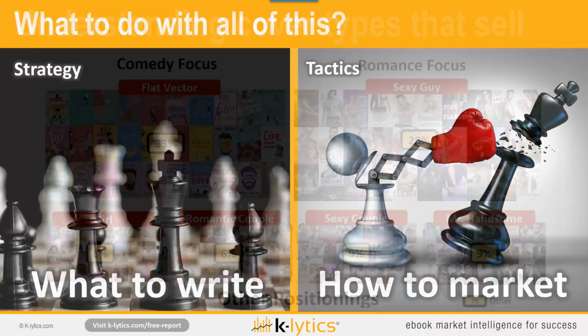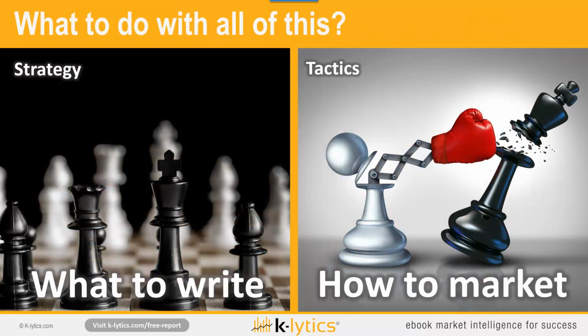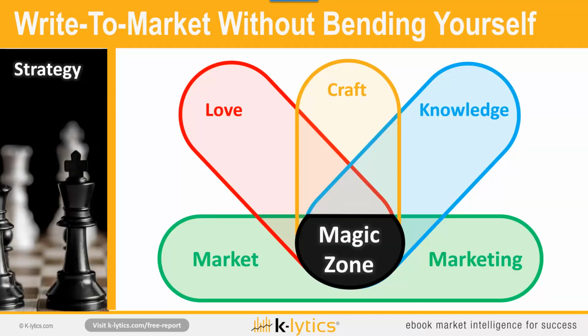Okay, in conclusion, so what to do with all of this? As said, spotting trends, categories, and market niches is all about what to write, or the more tactical question about how to market your book. Some people do use the term write to market, or publish to market, or market to market. Whatever it is, you should do so without bending yourself.